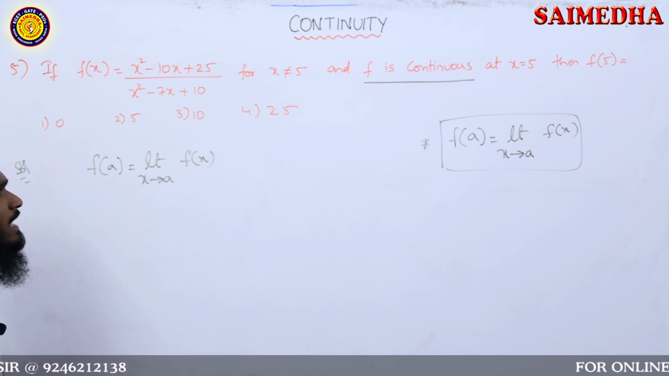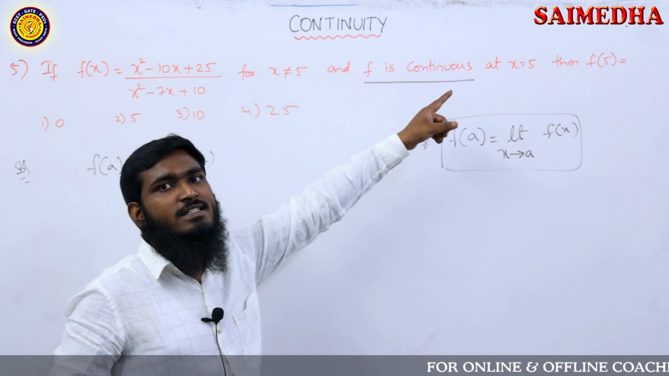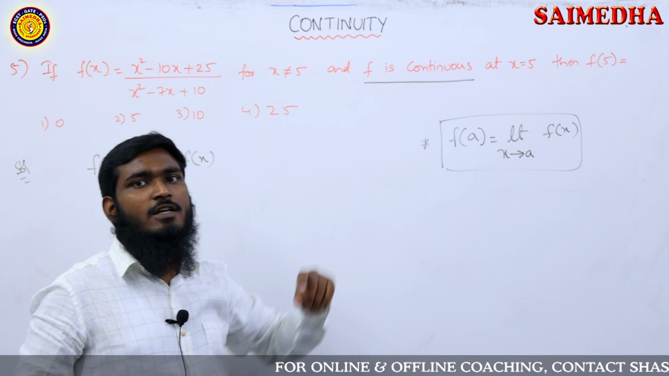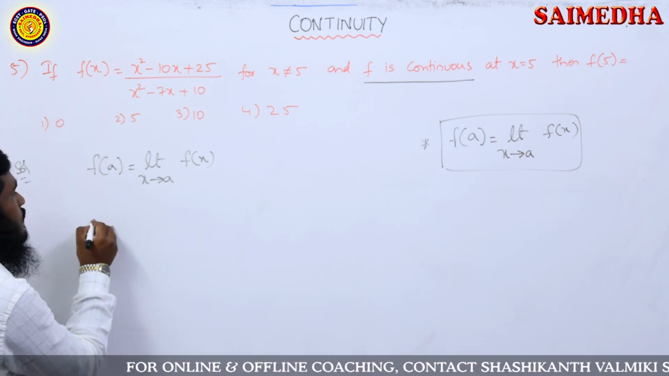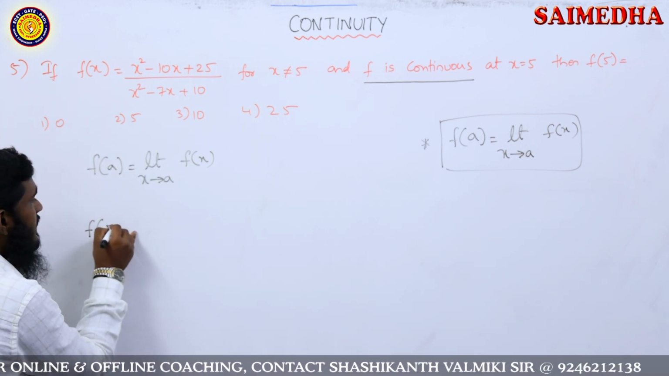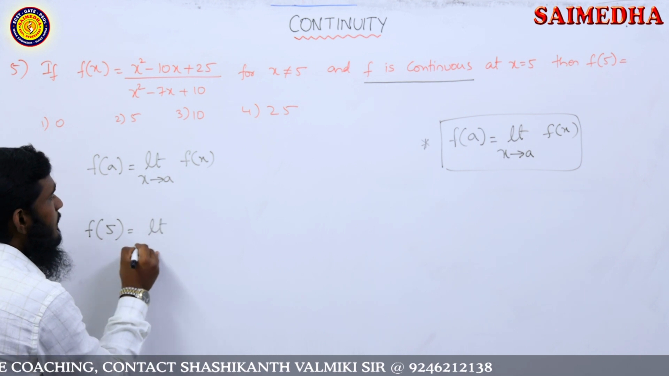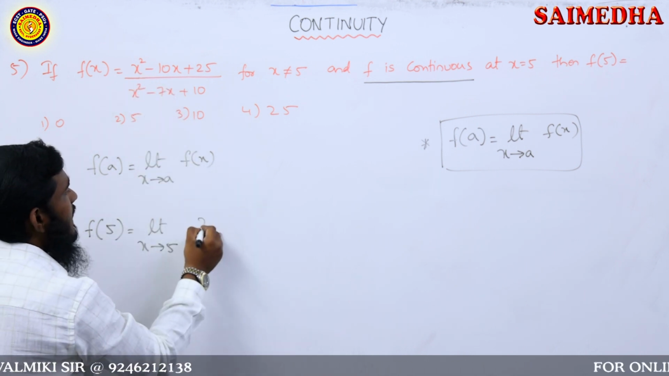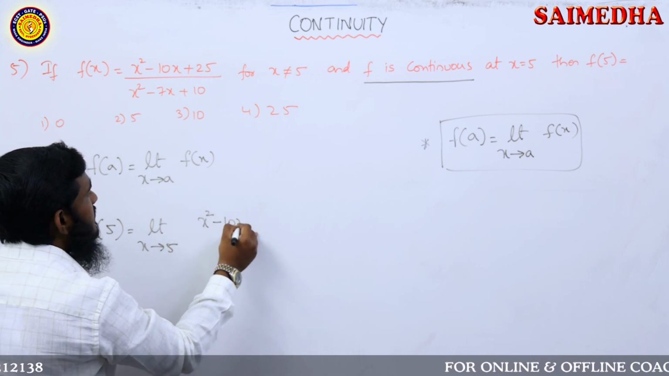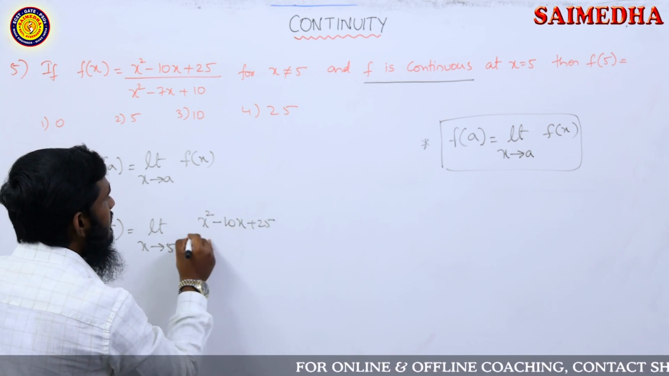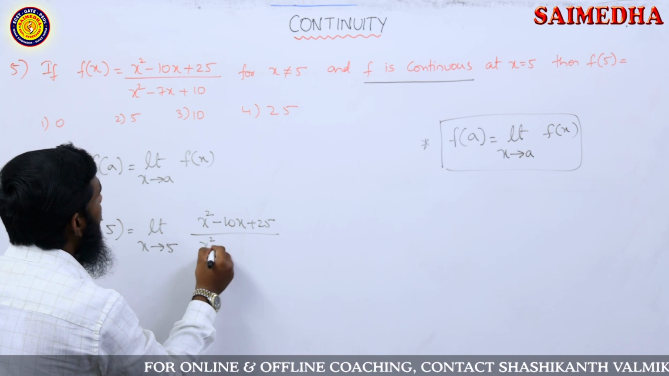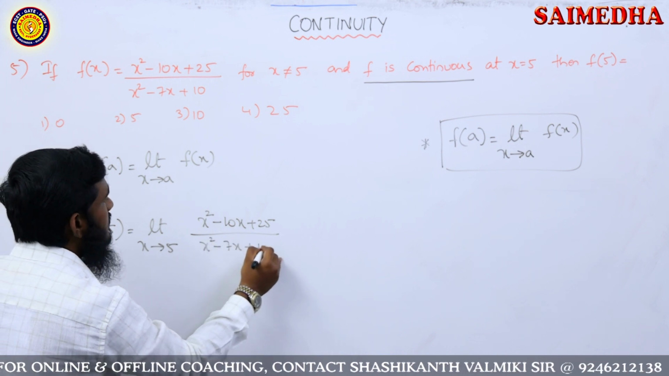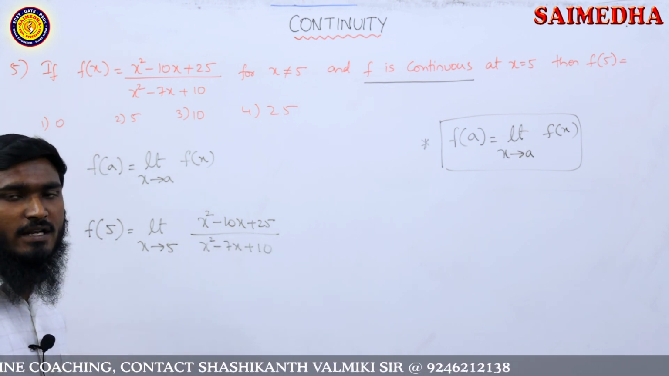Now what is the value of a? x equals 5 is given, so the value of a is 5. So f of 5 equals limit x tends to 5 of f of x. What is f of x? x square minus 10x plus 25 divided by x square minus 7x plus 10. Now we have to apply the limits for this one.